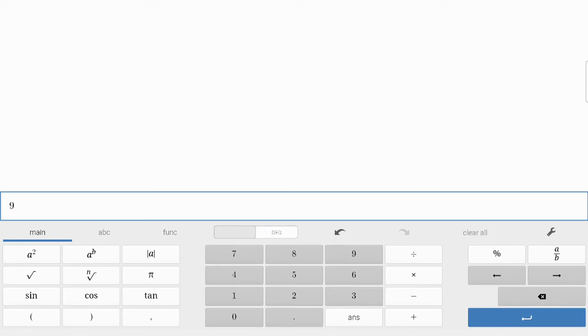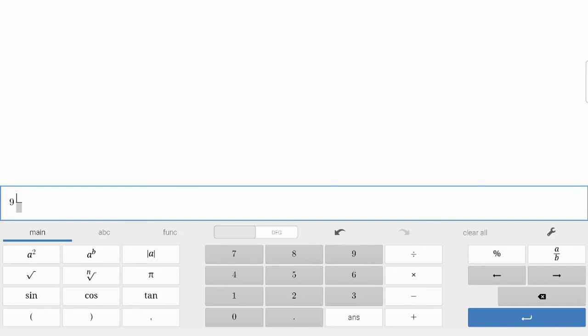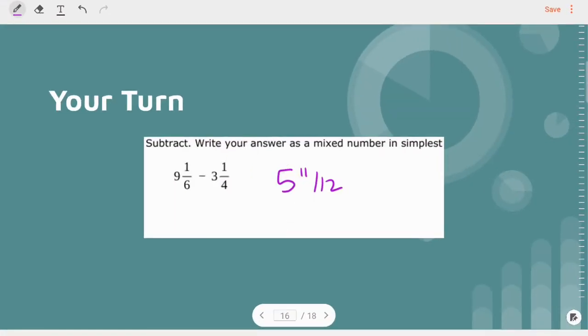So 9 and 1/16 minus 3 and 1/4. Okay, so I have 5.916. I want to get rid of the 5 and just leave the decimal so I can see what that partial fraction is. So I'm going to minus the 5, minus the whole number. I get my decimal remaining, click my fraction button, and I get 11/12. So that matches. 5 is my whole number, and 11/12 is my remaining fraction.